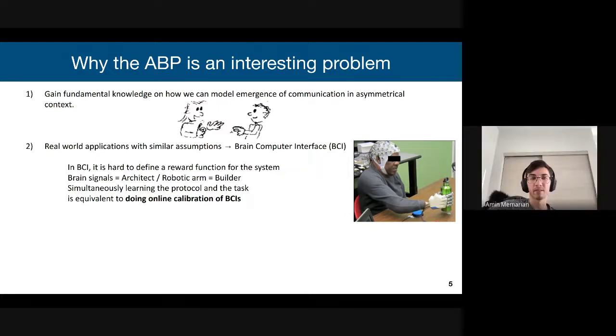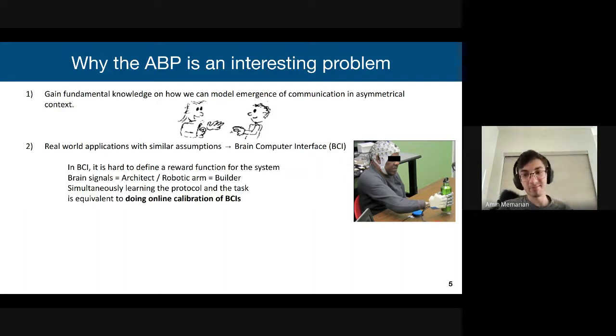I see. What I was trying to say was that, for example, if I, as the builder, expect one message associated with some action in some state and receive something else, if I could punish the architect for that, maybe that could help build a better communication channel with a lower number of symbols or something like that. But that's just a rough idea.